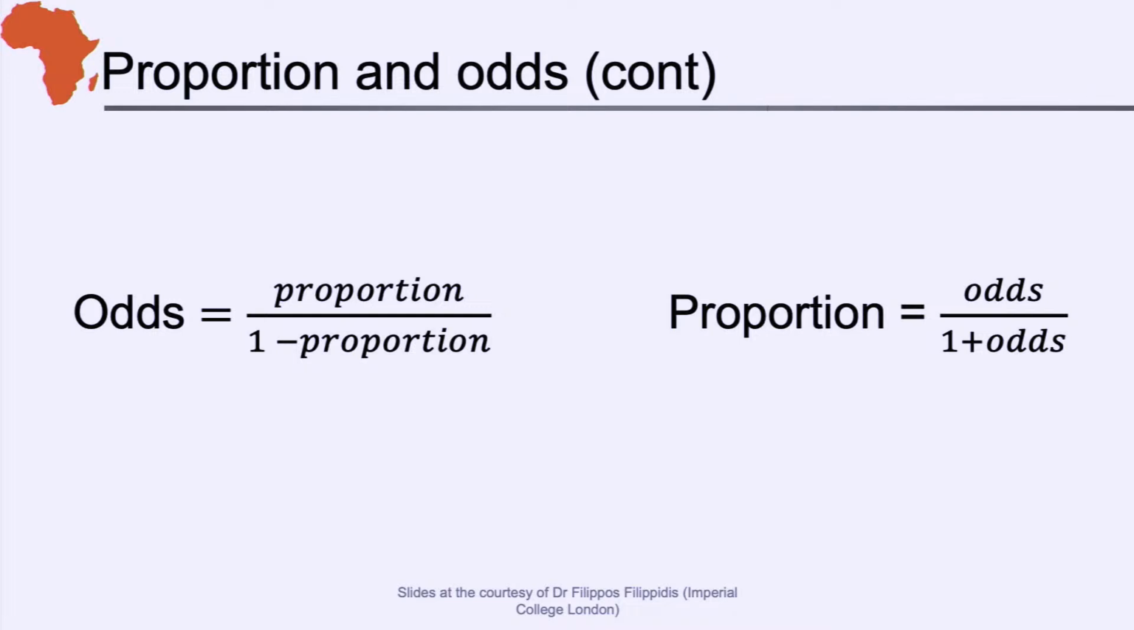Proportion can be 0 to 1. So percentage is times 100. Fine. So let's say we stay with proportion. So then we have 6 over 24. And then? You've got it now? Great.